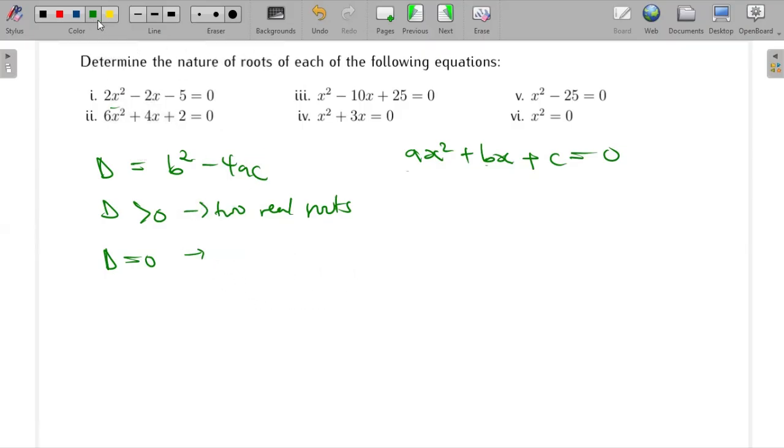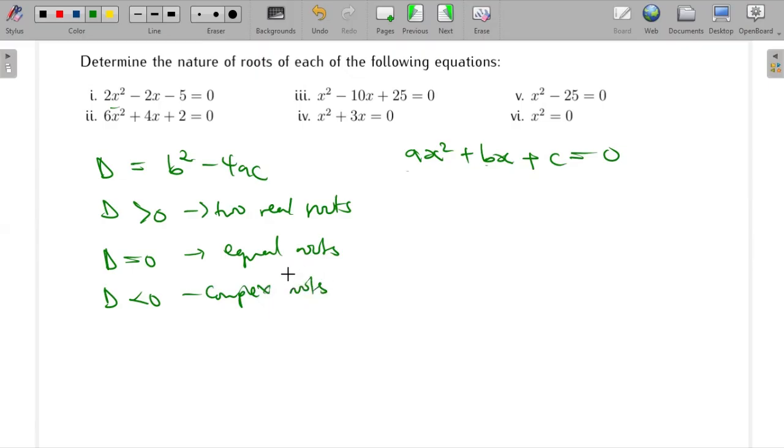So here you are going to have equal roots. And then the other one is that the discriminant is less than 0. So now if it's less than 0, it means you're going to have complex roots. So if it's less than 0, then we get complex roots.